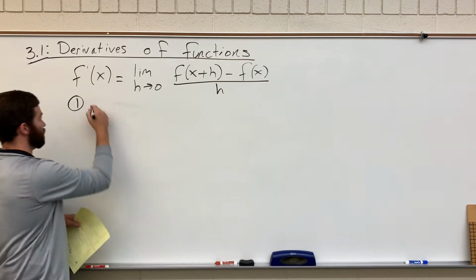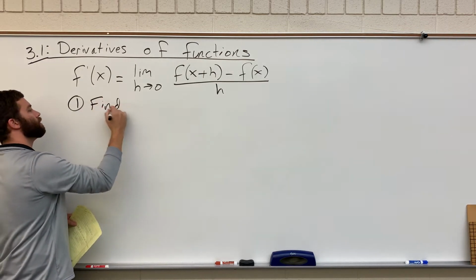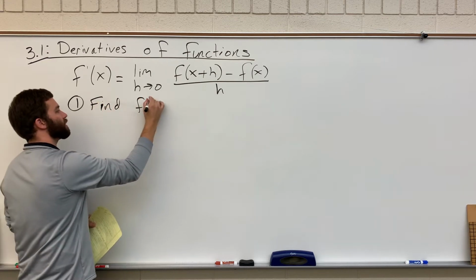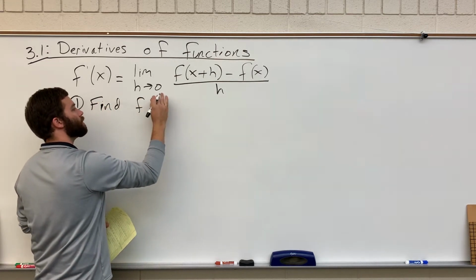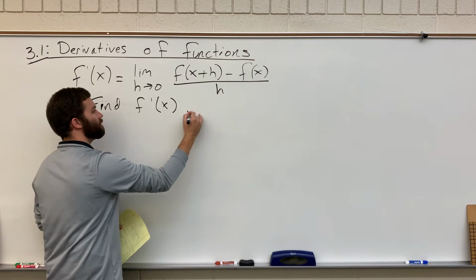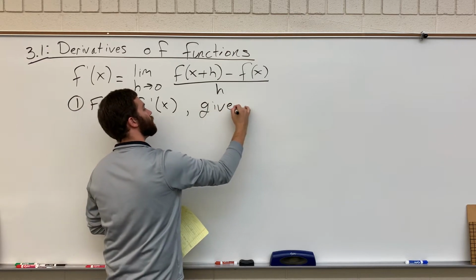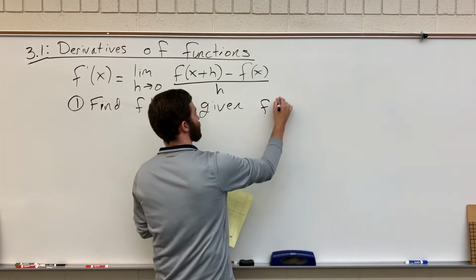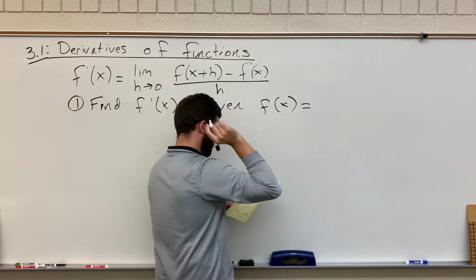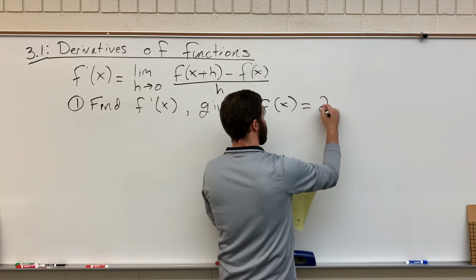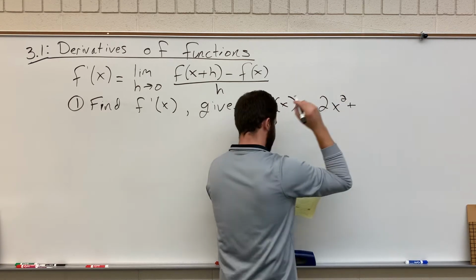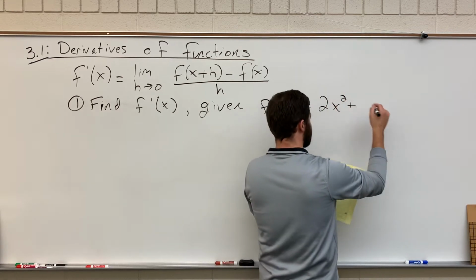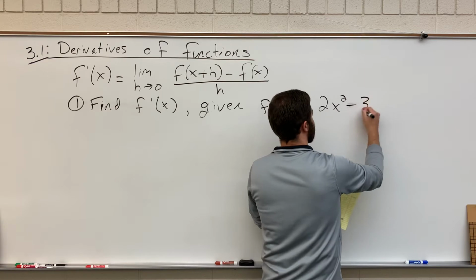In example 1, we want to find f prime of x given f of x is equal to 2x squared plus 3x minus 3x plus 4.